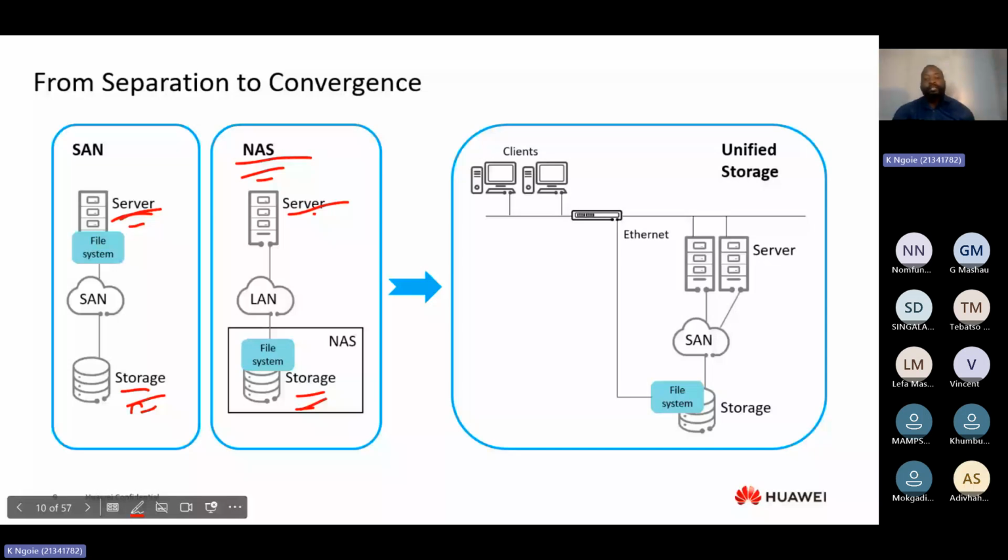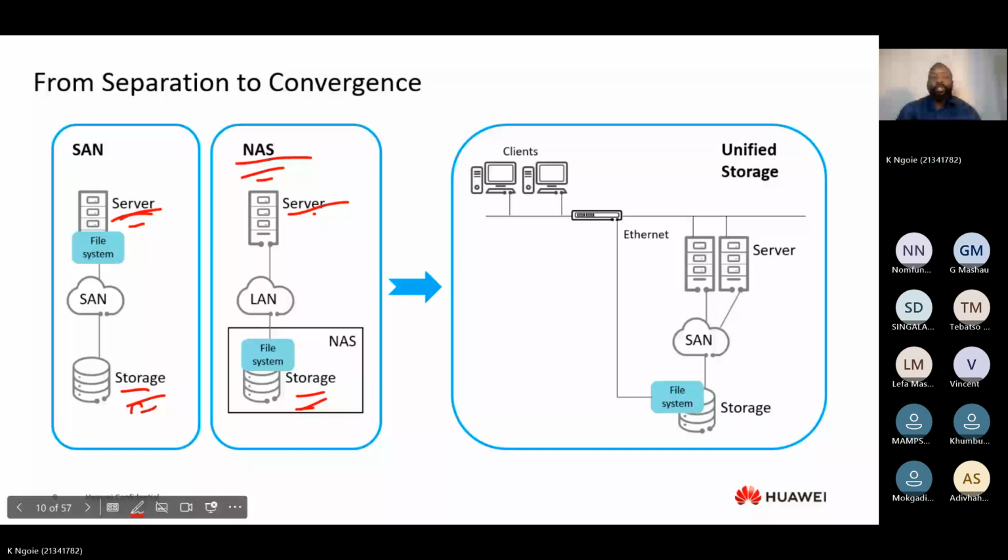All right, but now with the convergence of the NAS and the SAN, we can share data easily. You understand? So it can move across different platforms as well.